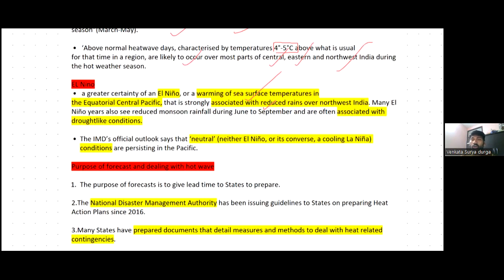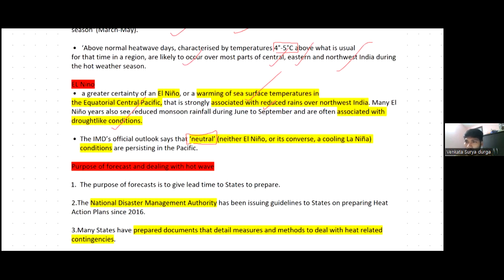Many El Nino years also see a reduced monsoon activity over the Indian subcontinent, right? This is associated with drought-like conditions over the Indian Ocean. The IMD's official outlook says that this year will be a neutral year. That means there will be no El Nino or no La Nina.